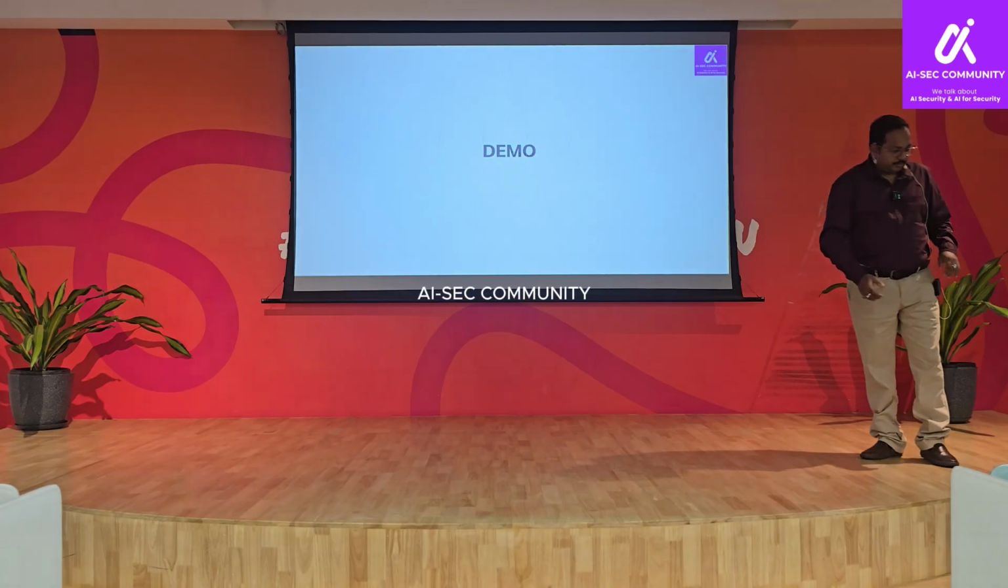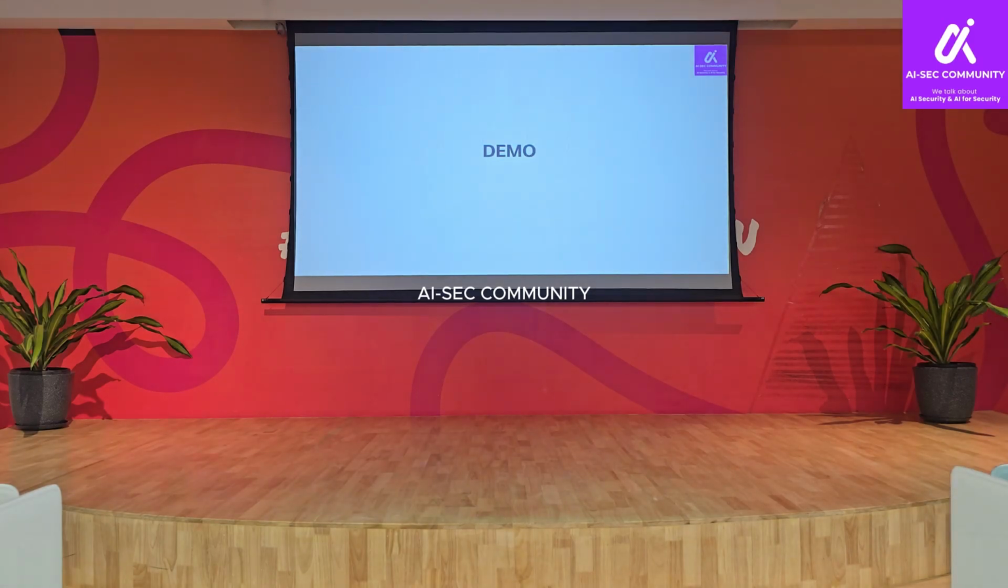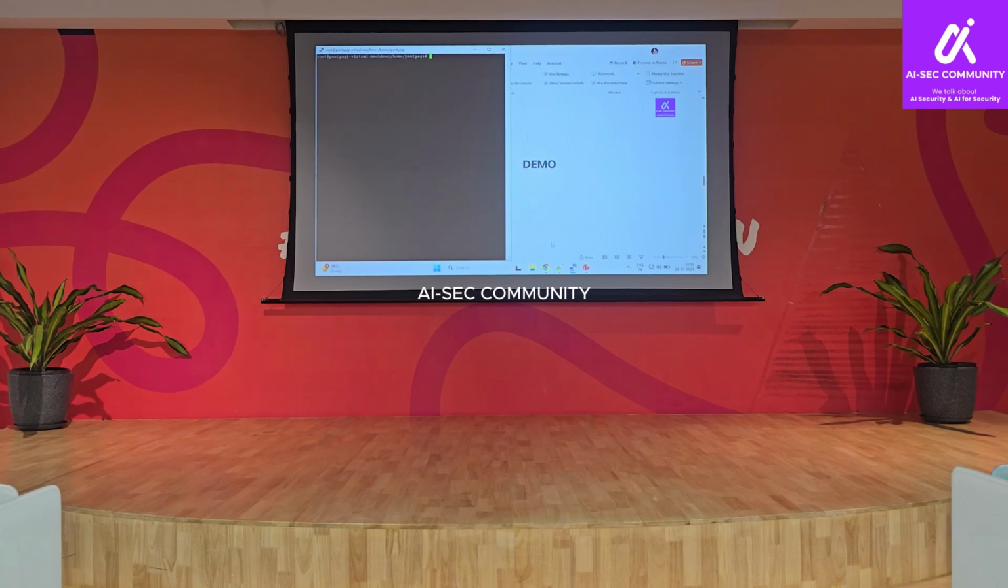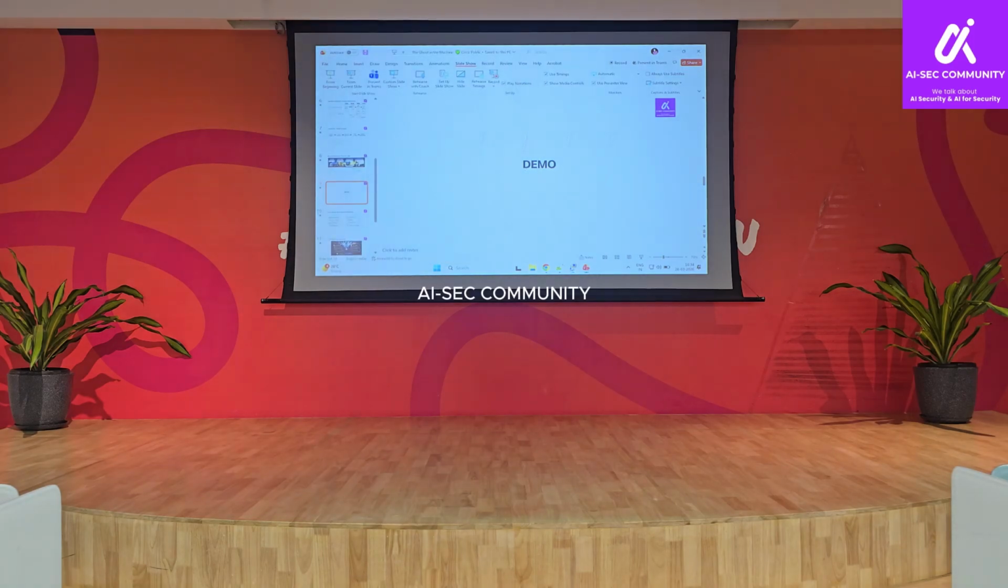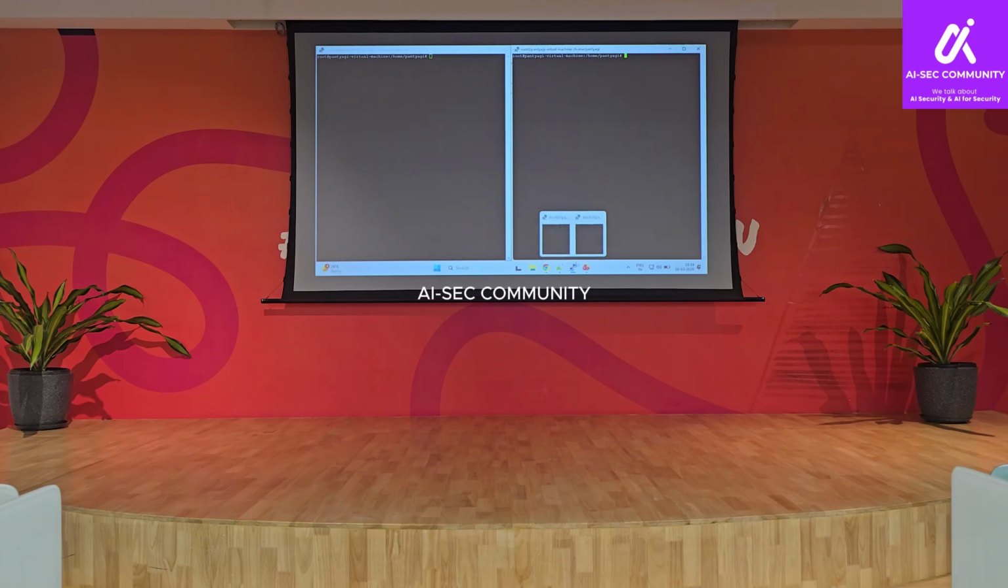Now time for the demo. I'll do it. I believe you would not be able to see. Maybe the people who are sitting there can see that screen. Because I have to open two terminals, I cannot increase the size much, otherwise it will not work. I will just tell you what exactly I am trying to do.